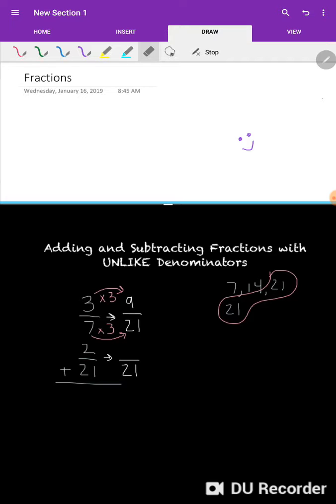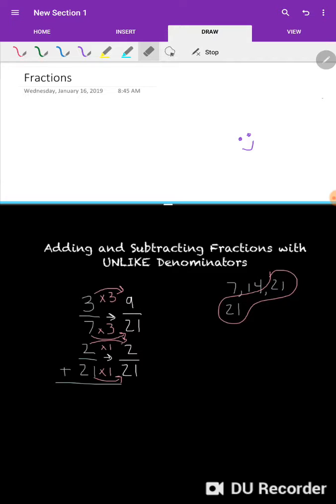Okay, down on the bottom, we also want to do the same thing. How did we get from 21 to 21? Well, that's easy. We did times 1. So again, I'm going to do the same thing on the top. Times 1. 2 times 1 is 2. So 2 over 21.